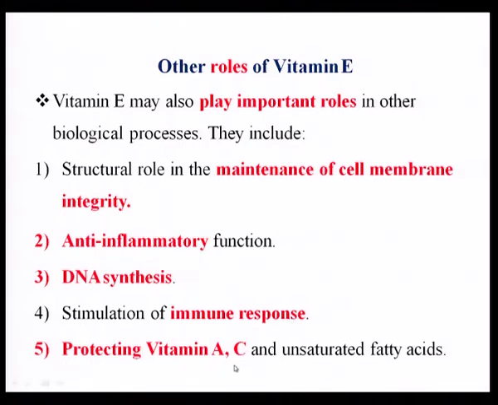So you see that, as I've told you earlier, with vitamin A, C and unsaturated fatty acids, vitamin E would preferentially take the role of preserving all these three. A and C, for a full-fledged function, need vitamin E, and polyunsaturated fatty acids, to prevent them from getting oxidized, vitamin E would preferentially absorb the free radicals.